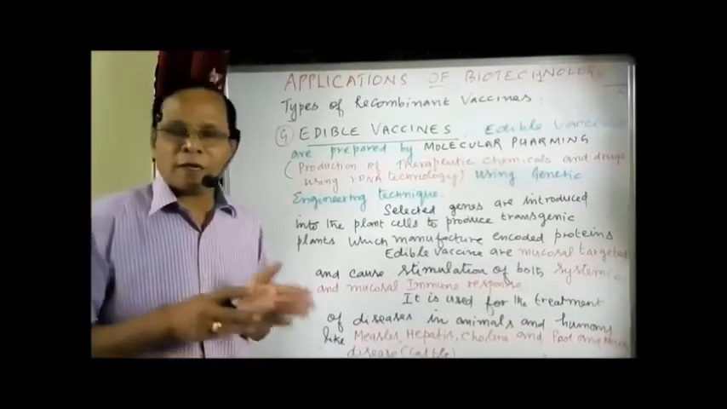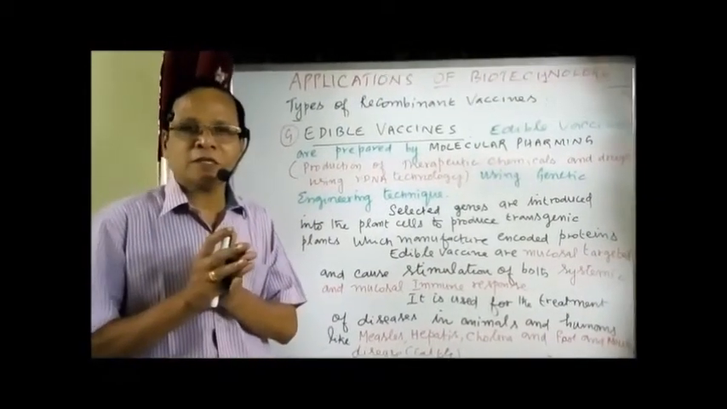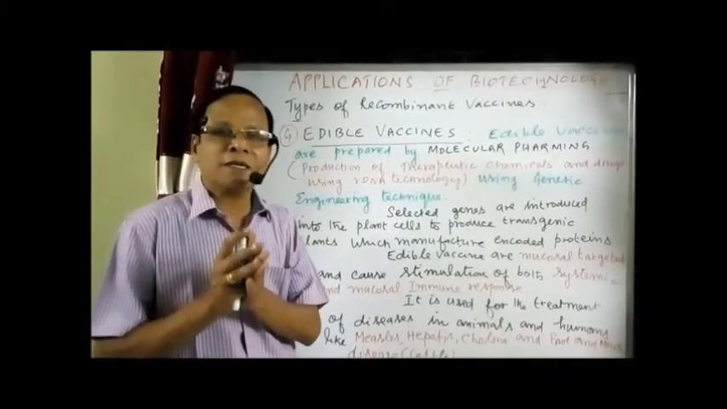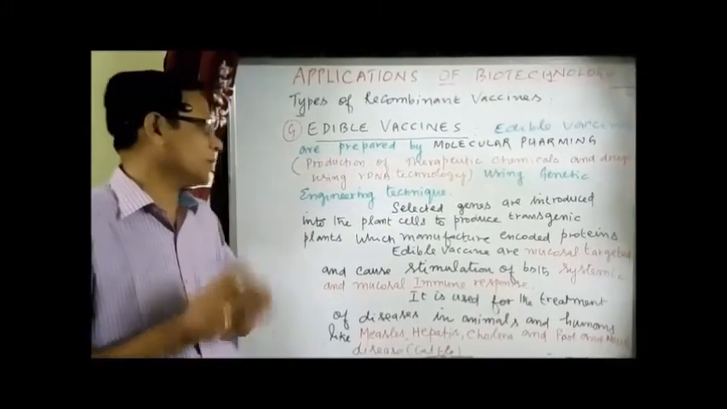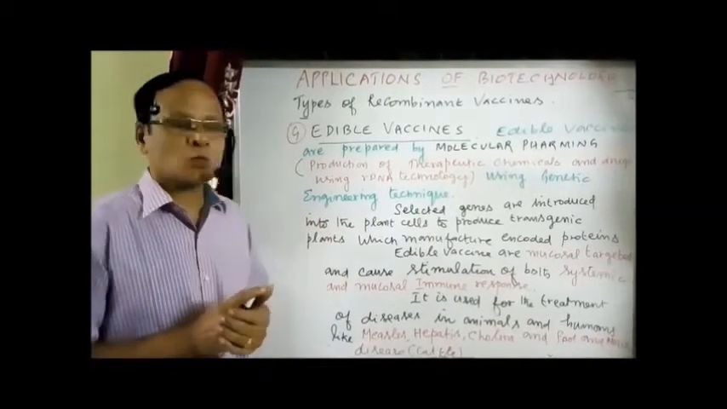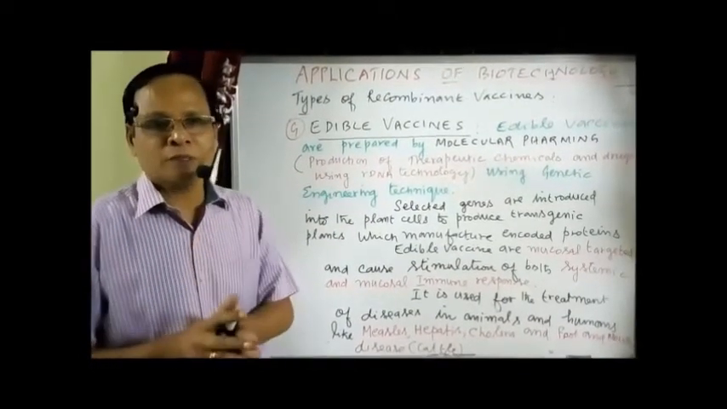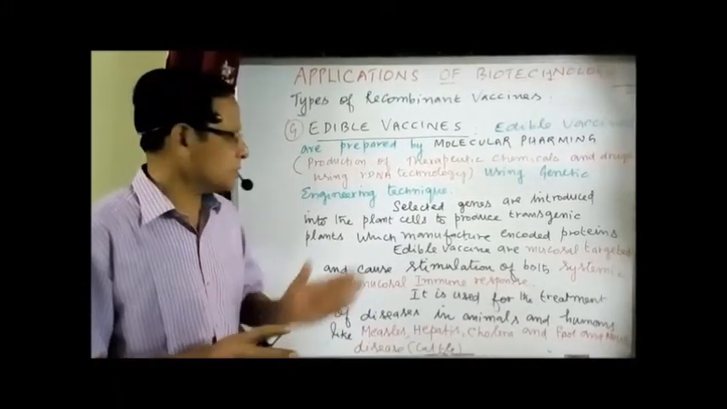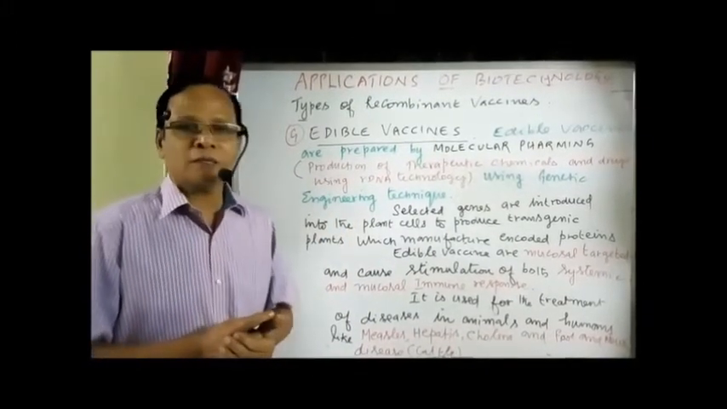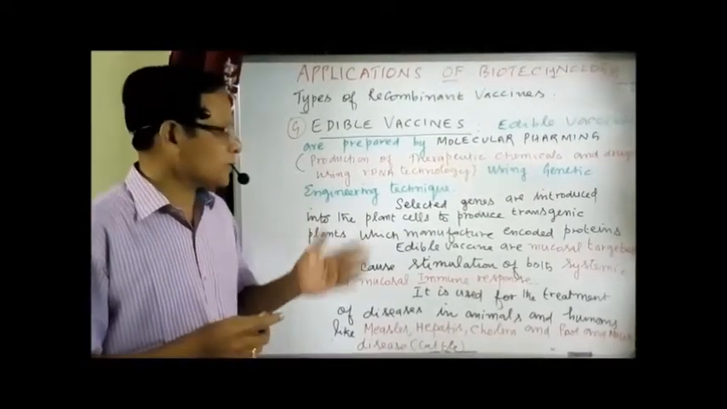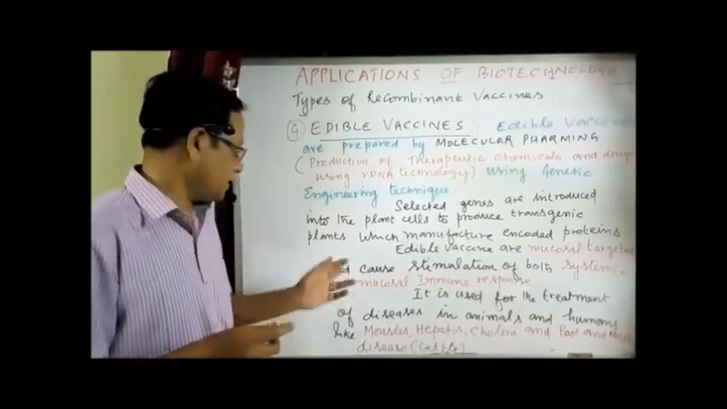Now, what happens here? The selected genes are introduced into the plant cells so that we can produce transgenic plants. The transgenic plants, once formed, manufacture the encoded protein, the gene-encoded protein is synthesized. Normally, the edible vaccines are specific in their actions. The edible vaccines are mucosal targeted.